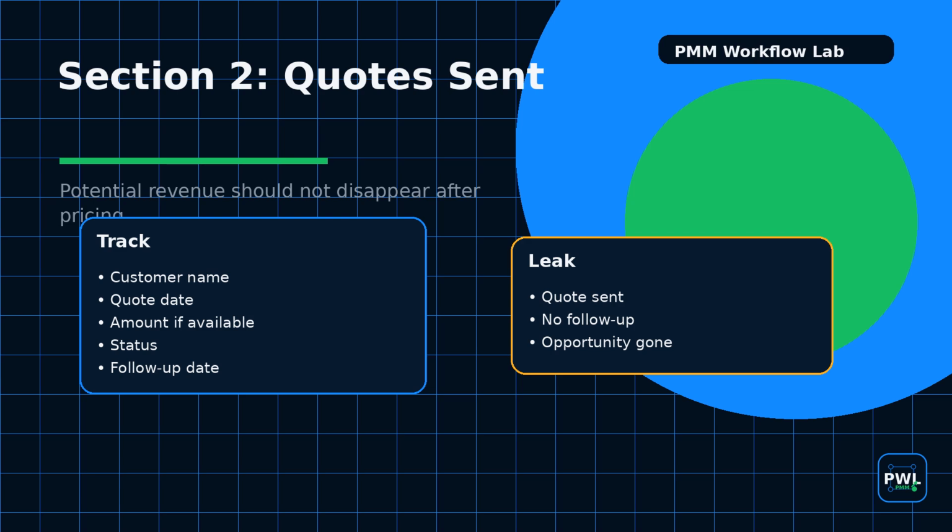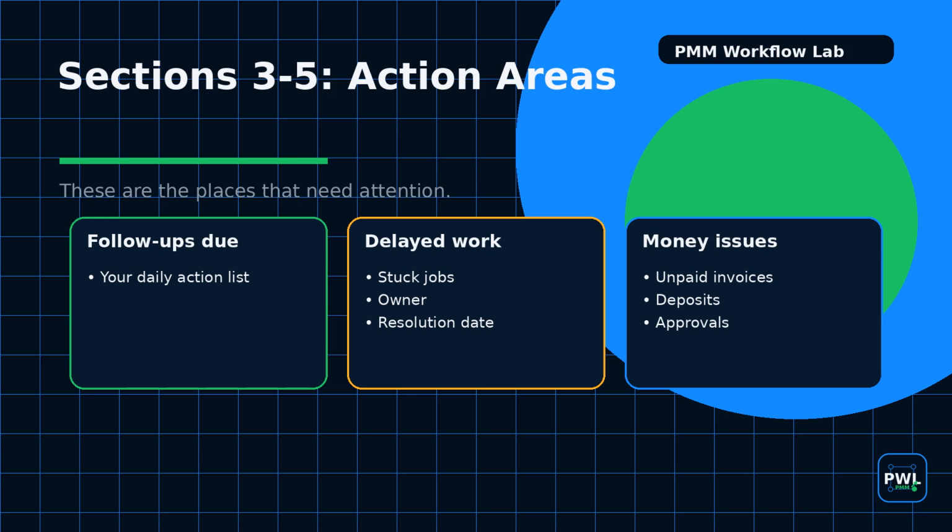The fifth section is Money or Invoice Issues. This can be simple. Track unpaid invoices, payment reminders, deposits needed, or jobs waiting on approval. You do not need full accounting software inside the dashboard. You just need a weekly view of what needs attention. Now add a summary area at the top. Use simple numbers: open leads, quotes sent this week, follow-ups due today, delayed jobs, open invoice issues. These are your weekly business signals. If one number is too high, you know where to look.